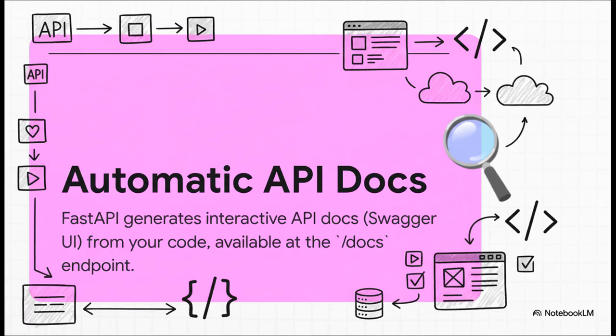You can see every single endpoint, what data it expects, and you can even try them out right there. This is a huge time saver, but more importantly, it means your documentation can never be out of sync with your code. It's always a perfect mirror, which is a massive win.